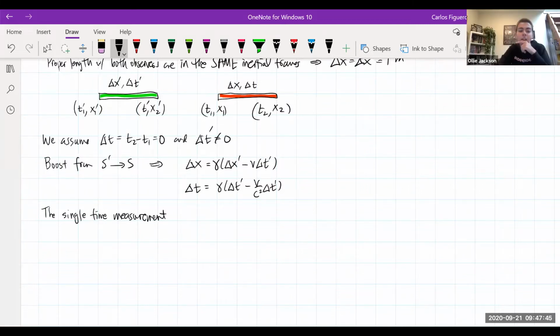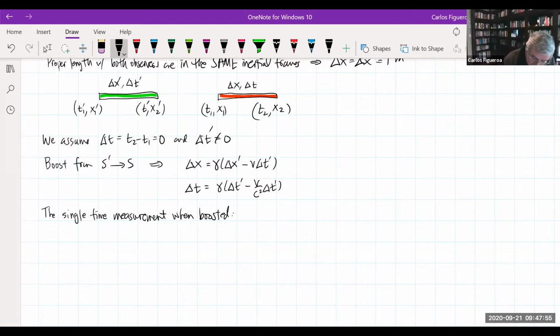Hey, Carlos. Yeah? That equation, your delta t equation, the second delta t prime, shouldn't that be a delta x prime? Yes. Yep, it should be a delta.